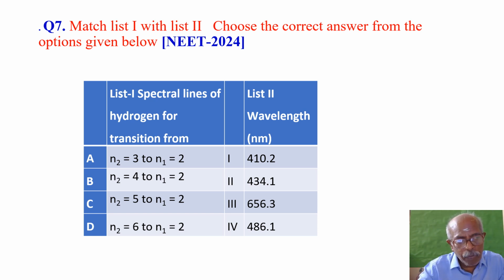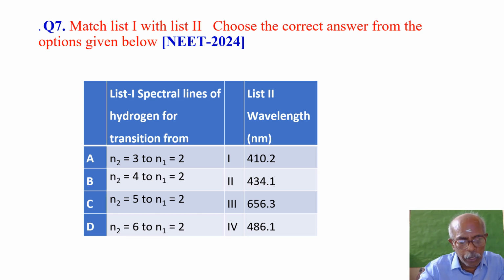In that sense, here all the lower states are only 2, and the upper state is different for different cases. For A, the upper state is 3, for B it is 4, for C it is 5, and for D it is 6. Naturally, the transition energy will be greatest in the case of D, that is from n2 equal to 6 to n1 equal to 2.